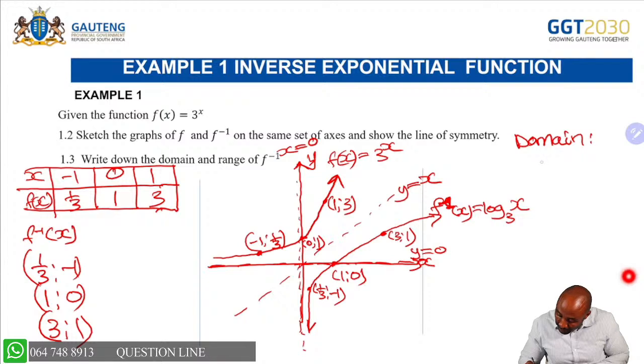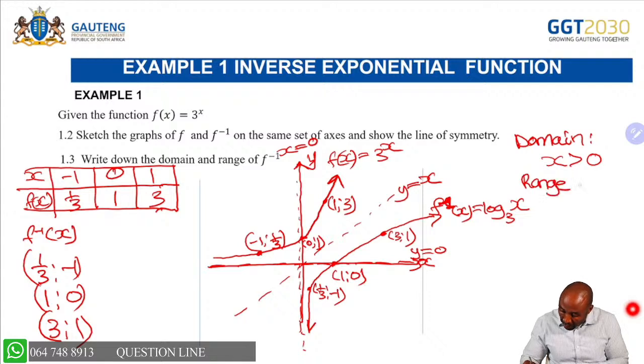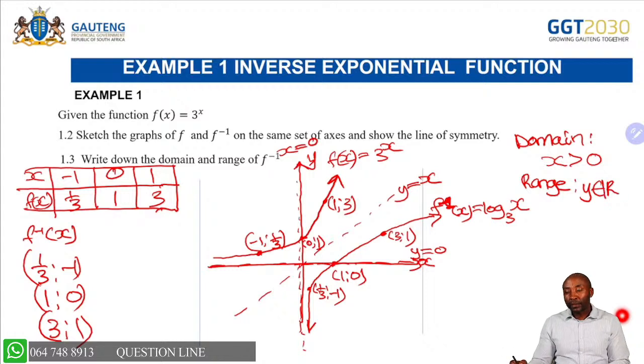You are able to see that our graph is not defined on the negative side of our x values, so our domain is x is greater than 0, and for our range, our function is also an increasing function, so it means our y values are from negative infinity to positive infinity.